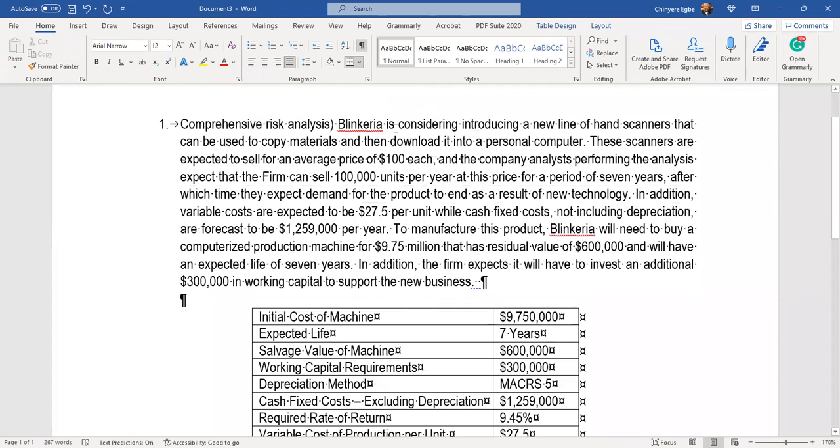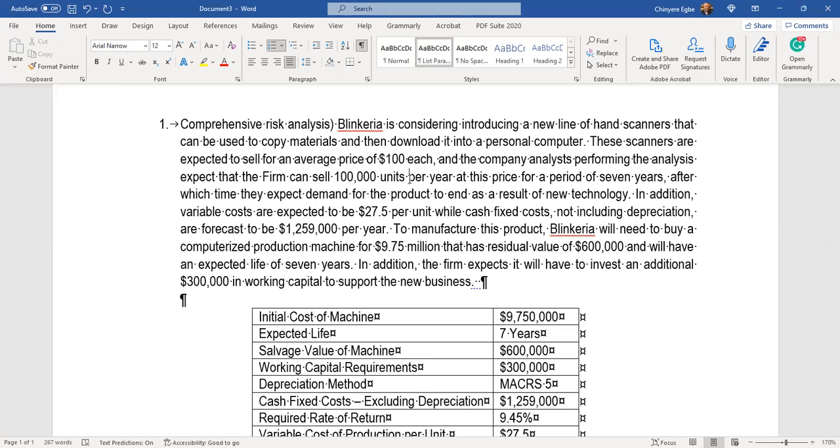So here is a company called Brinkeria. They want to introduce a new line of some product, okay? And this product will sell for $100 each, okay? And the basic estimate is that they will sell 100,000 units per year. Now, what if things don't go as well? Suppose they misestimate. Suppose that there's a recession, and now they're going to sell only 50,000, or they're going to sell only 80,000, okay? Or what if things eventually become better than what they think?